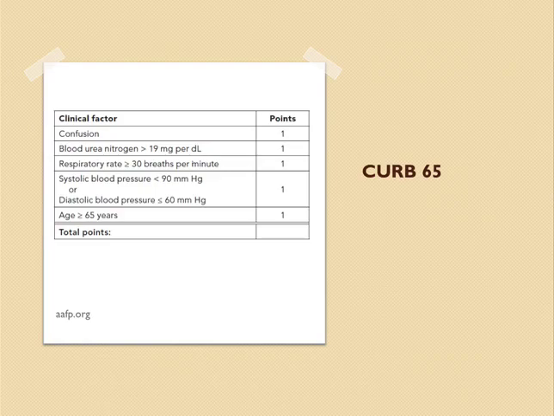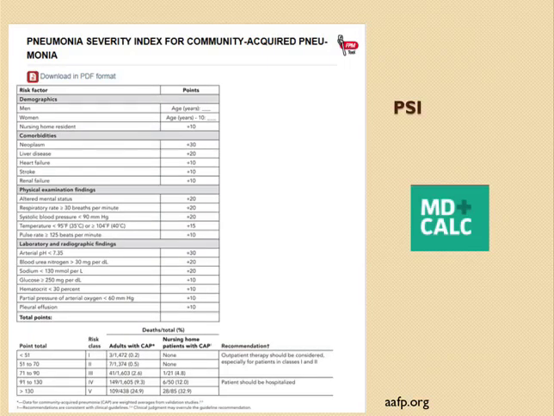So this is the CURB-65, and as it implies itself, it stands for confusion, urea elevation, tachypnea or increased respiratory rate, blood pressure abnormalities, or age more than 65. And this is the Pneumonia Severity Index, which I think personally for myself it's very hard to remember. So when I had to use it a couple of times, I actually used MDCalc, and I'm sure you can use other calculators that are extremely useful in that regard.